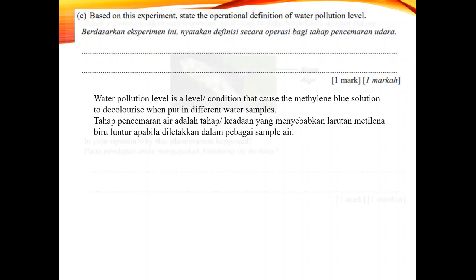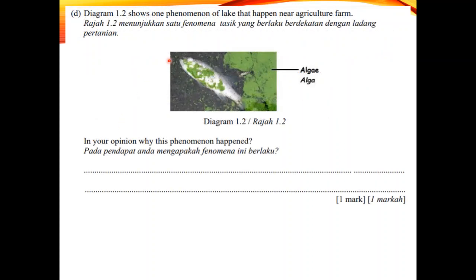So we continue with the application question. They will ask for the section A. So this is an example. Diagram shows the phenomena of lakes that happen near the agricultural farm. So in your opinion, why this phenomena happen? So actually this phenomena referring to the eutrophication, because excessive fertilizer flow into the pond, causing the algae bloom.